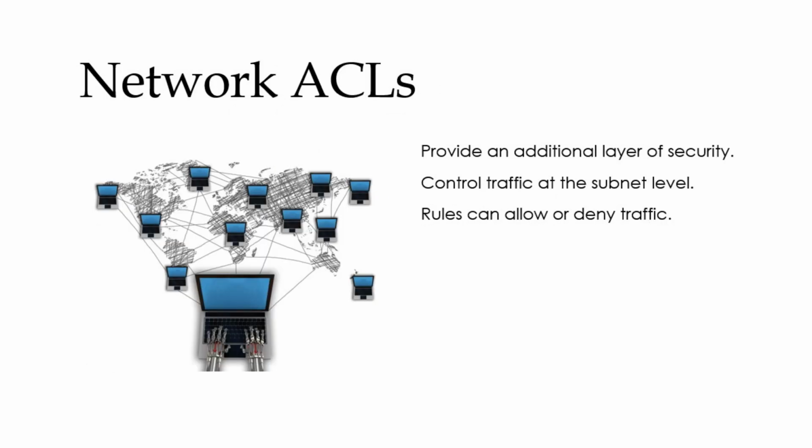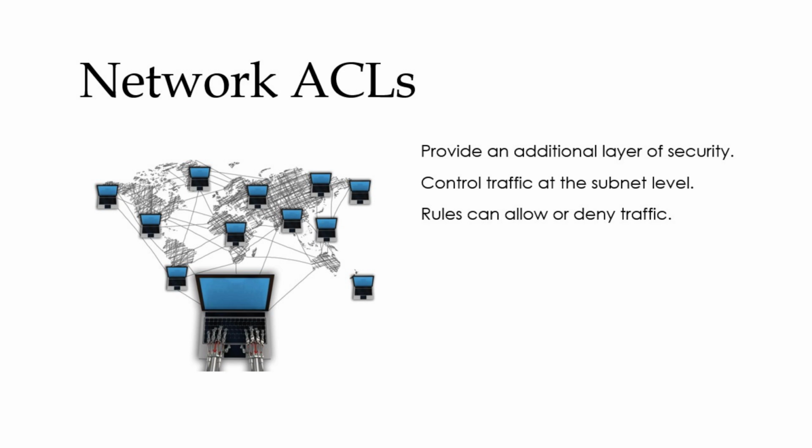Complementing security groups are network ACLs or access control lists. These are an optional layer of security that acts as a firewall for controlling traffic in and out of one or more subnets. Think of them as an extra security checkpoint.